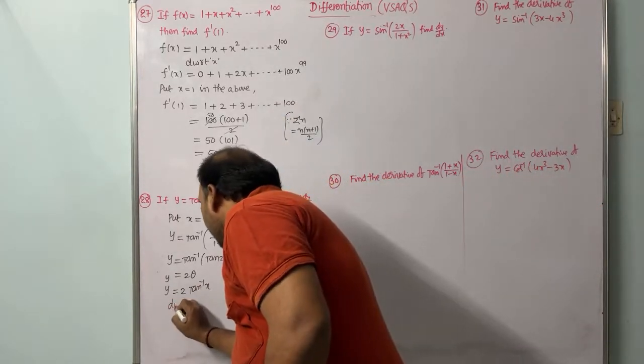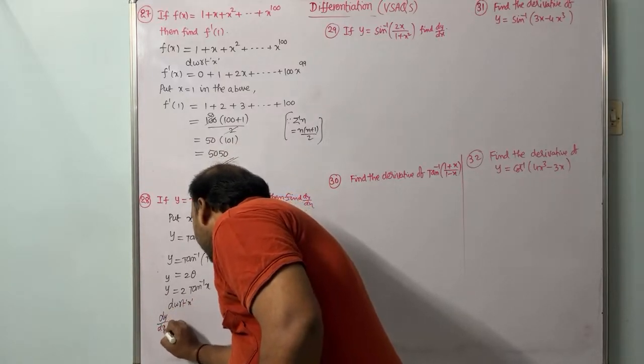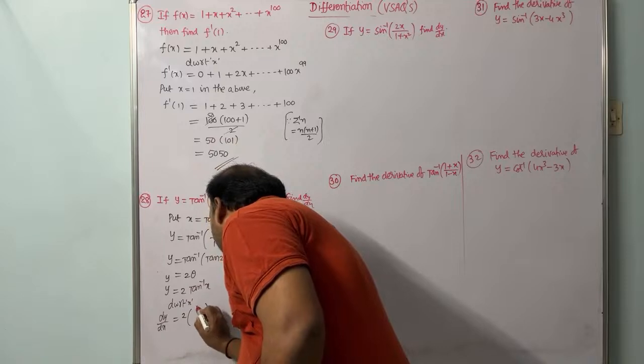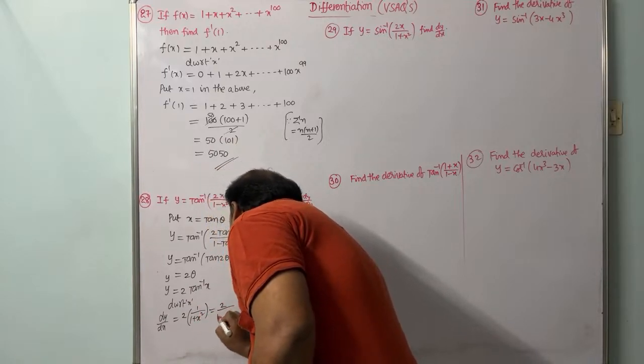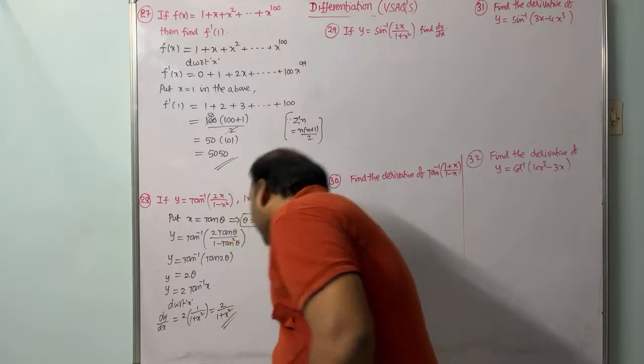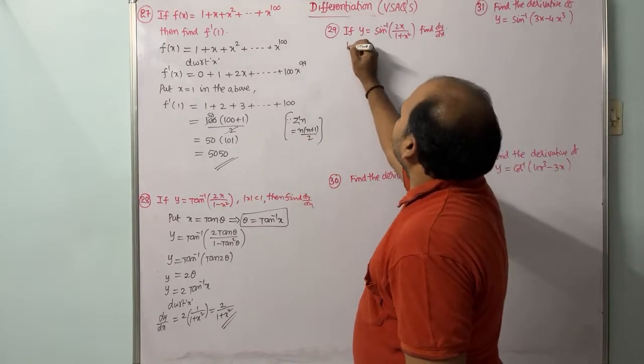So differentiate with respect to x. So dy by dx is equal to 2 into d by dx of tan inverse x, 1 by 1 plus x square, which is equal to 2 by 1 plus x square. The same method you need to follow here also.